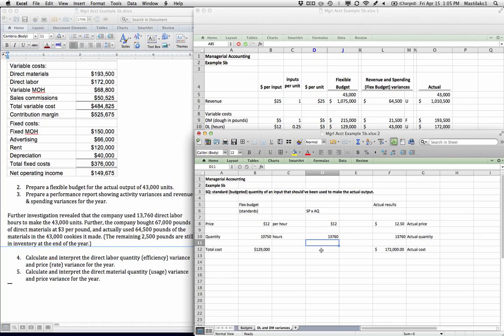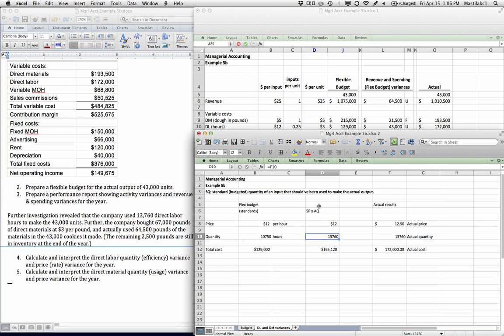of hours. What we want to do to figure out how much of the increase relates to the price per hour, which is this difference here, and how much relates to the number of hours, which is that difference there, we need to hold one constant at a time and only let one thing change at a time. So what we do is we have this column in the middle that's sort of a hybrid. It takes the standard price and multiplies it by the actual quantity.